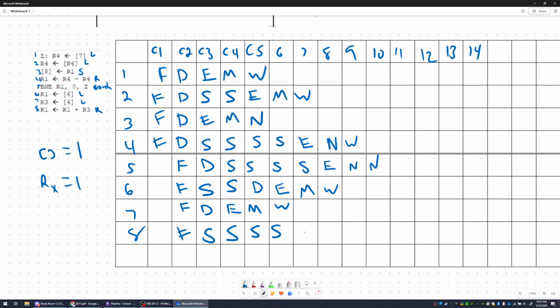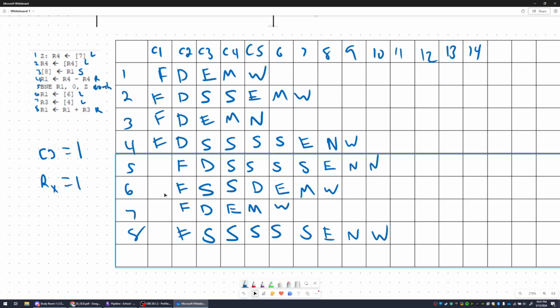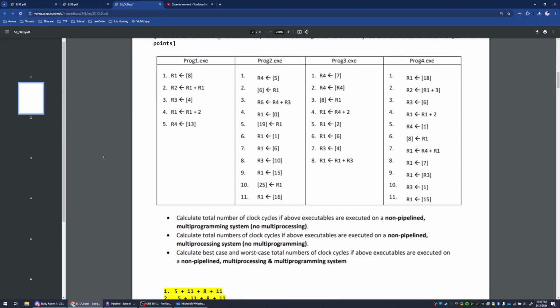So, stall. Oh, no, no stall. Yes, actually, stall until the mem stage. And no, write back. Why did I decode there in 6? Actually, let me check if the answer's right. Let's do that first. Oh, wait, I have to count this. So this was 10 over 8. Let's see if that's right.